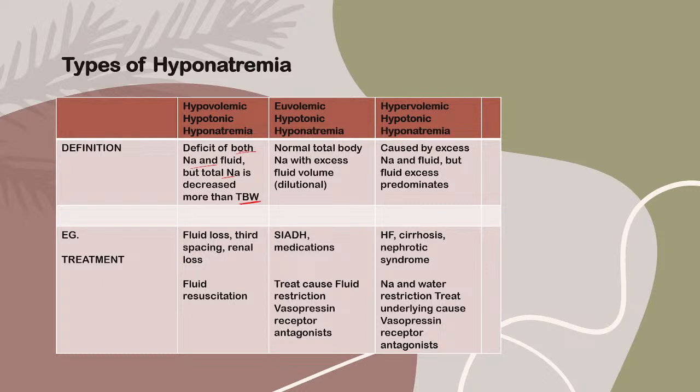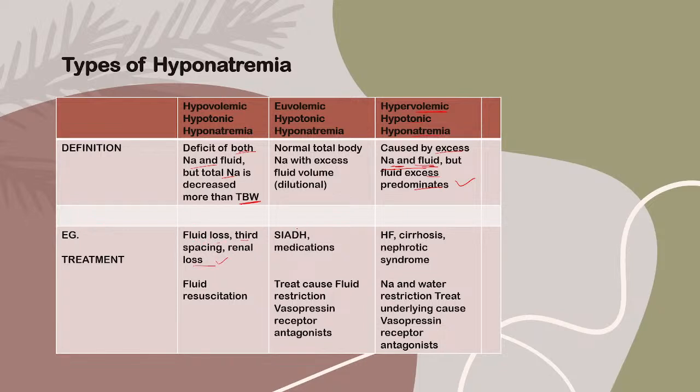All right. And then this hypervolemic hypotonic hyponatremia, it would be caused by excess sodium and fluid. Okay. So there would be excess of hypervolemic, means more of fluid. There would be excess of total sodium and fluid, but fluid excess predominates. All right. So there is excess of both sodium and water, but fluid volume predominates. All right. So examples of this type of hyponatremia are fluid loss, third spacing, and renal loss.